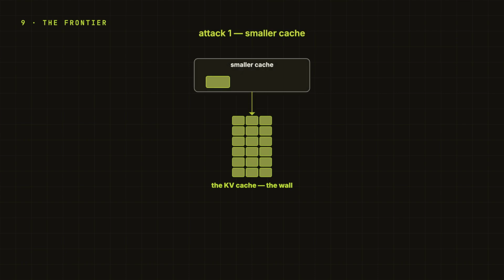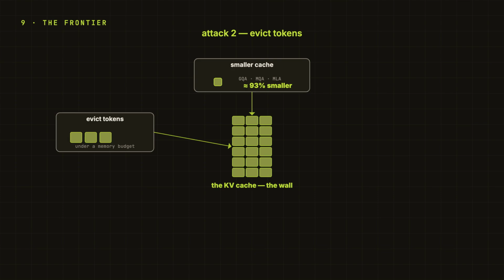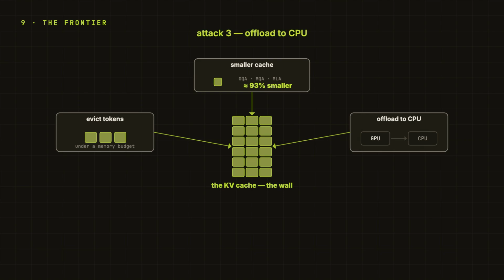One side, make each token's cache smaller. Modern models are literally designed for this now. Grouped query and multi-query attention share state across attention heads, and DeepSeek's multi-head latent attention compresses it further. They reported around a 93% smaller KV cache. So sometimes the model architecture itself already made the cache cheaper before serving even starts. Another side, keep fewer tokens, evict the ones that seem unimportant under a memory budget. Another, move the cache somewhere else, offload cold blocks to CPU memory at the cost of moving data around.